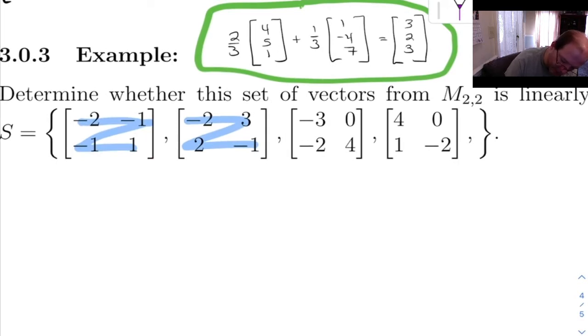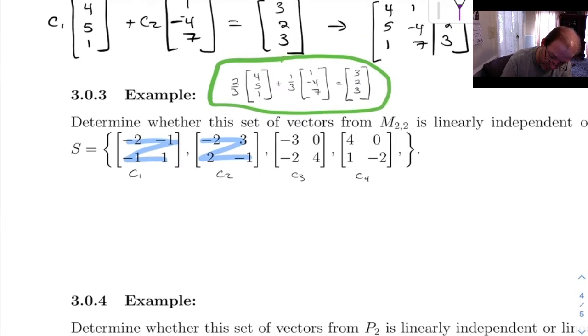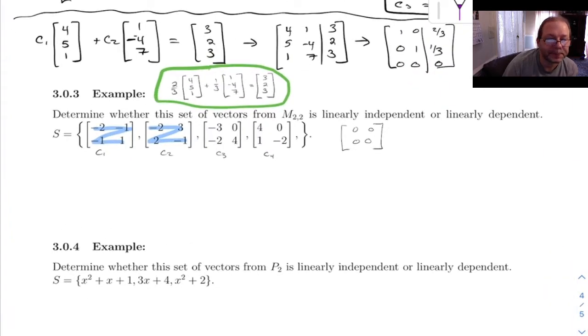Because what I'm going to do is set C1 times this guy plus C2 times this guy plus C3 times this guy plus C4 times this guy, and set all that equal to the 0 vector, which in this case is that. So I'm going to jump straight to writing this as an augmented matrix.